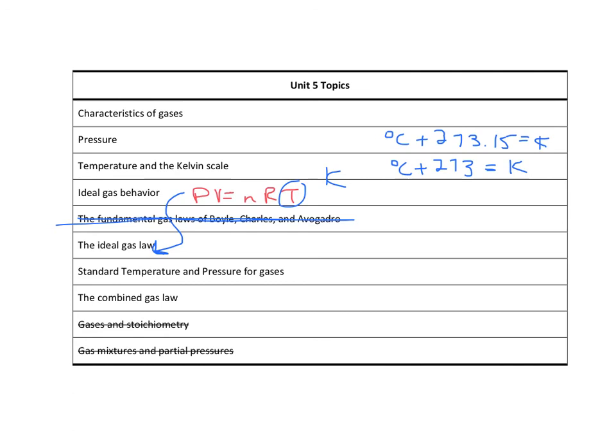We did talk about STP, standard temperature and pressure for gases. The temperature is 0 degrees Celsius, or 273.15 Kelvin. That's the standard temperature, and standard pressure is 1 atmosphere.